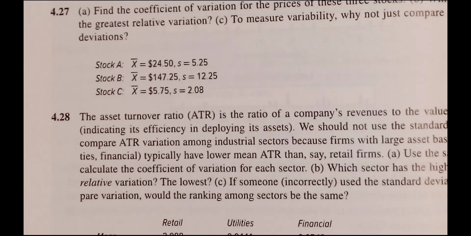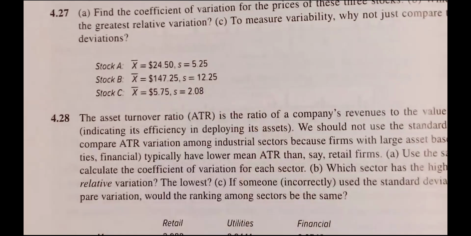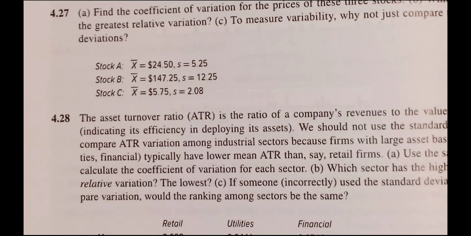So if I look at the past month, which of these stocks has the smallest absolute variation? Felix? Yeah, that's the smallest number. Stock C has the smallest variation in absolute dollars. But the stock price is only $5.75. Whereas stock A is trading around 25 bucks, and stock B is around 150 bucks. So relative to the size of the stock, which of these is the most variable?